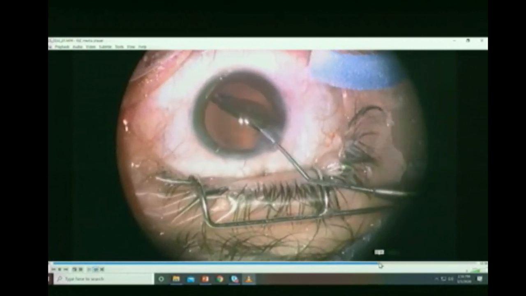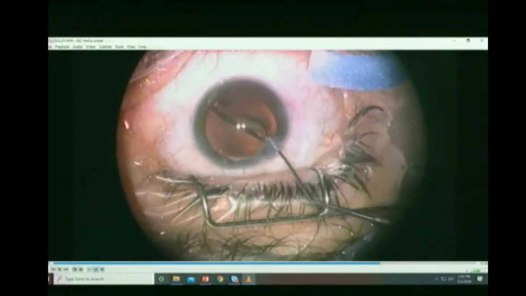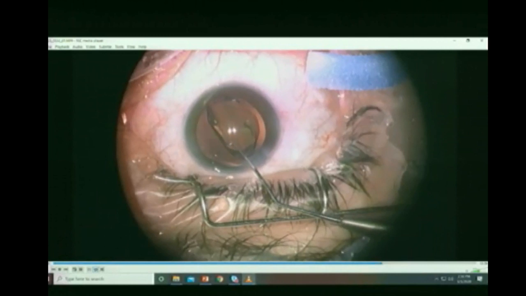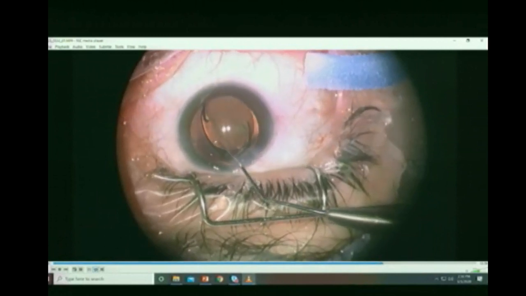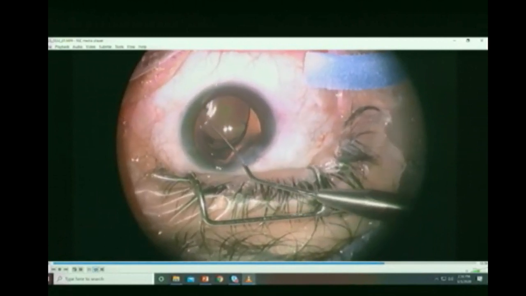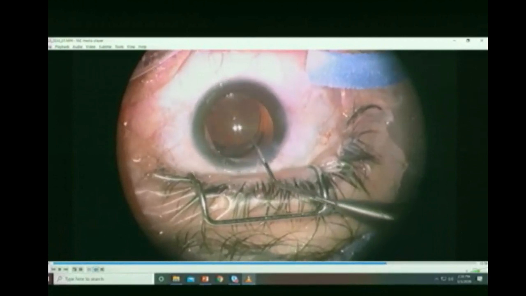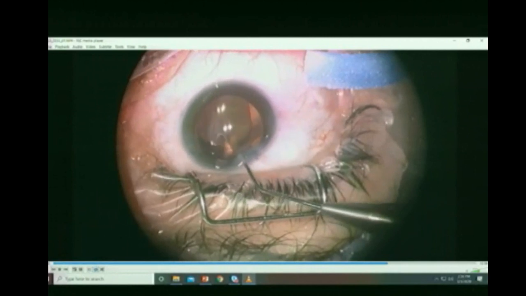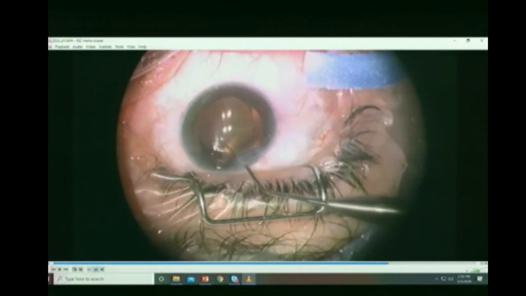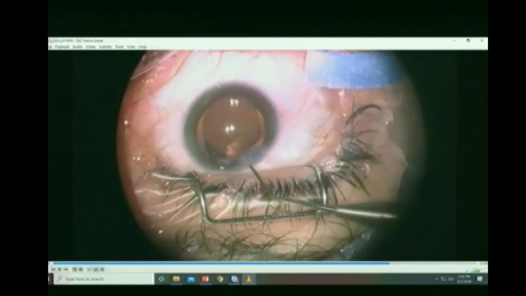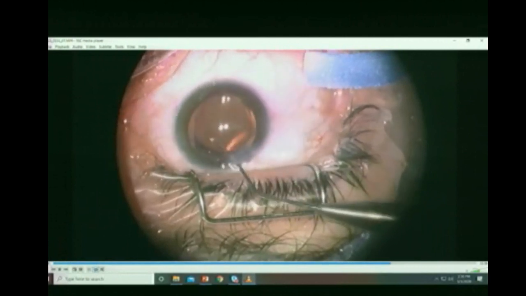Always we push the IOL, as you said, remember here the direction of the zonule, the Z shape, Z letter, and try to push away from the center. And if you push, try not to use the tip of the Sinskey. Try to use the side. It's less traumatic and less dangerous for the material of the IOL.